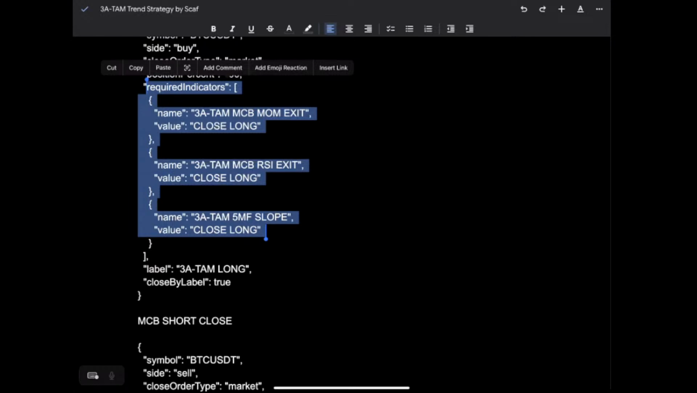The MOM exit, the RSI exit, is going to take into account whether the stochastic RSI or the regular RSI is above or below a certain trigger point. And the money flow, that 5 MF slope, is a money flow slope. I figured out in testing that a change of 5 bars was significant enough, based on whether it was a positive slope or a negative slope, to use in a closing signal.